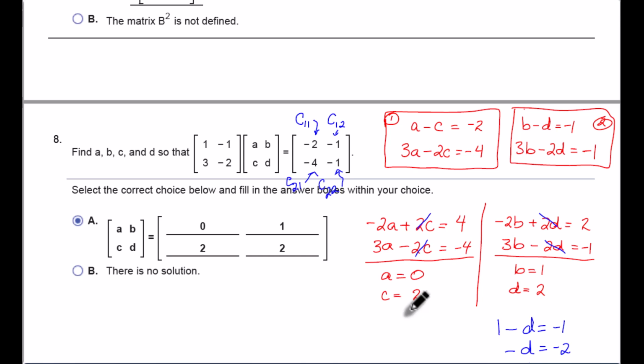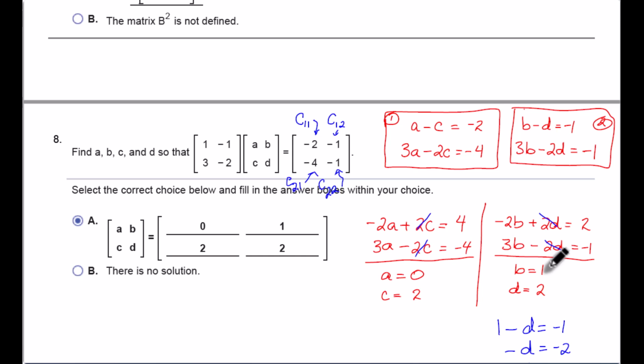What about the other one? Let's see. I'm looking at what would be easy to cancel. I could get rid of the B's, but I decided to multiply through by negative 2. So when I did that, those canceled. 3 minus 2 is 1B. 2 minus 1 is 1, and so I get B is 1.